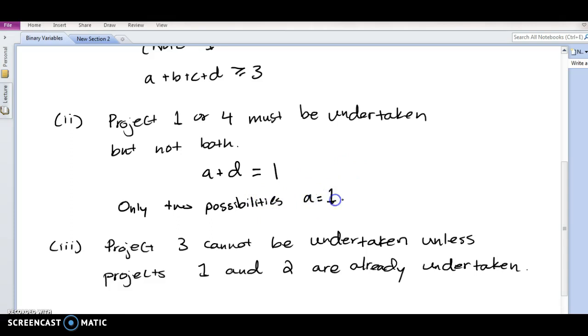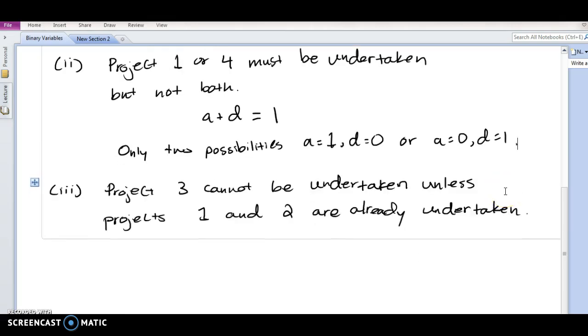A equals 1, D equals 0, or A equals 0 and D equals 1, right? A plus D cannot both be 1, because if you had 1 plus 1, that would give 2. So with our binary variables here, A plus D equals 1 will give us exactly the situation we want. Project 1 or 4 must be undertaken, but not both. Notice you can't have 0, 0, because if you added those together, that would equal 0. So that would be our constraint model for question 2.